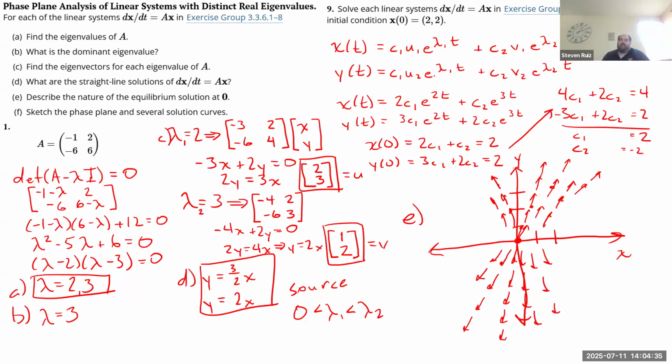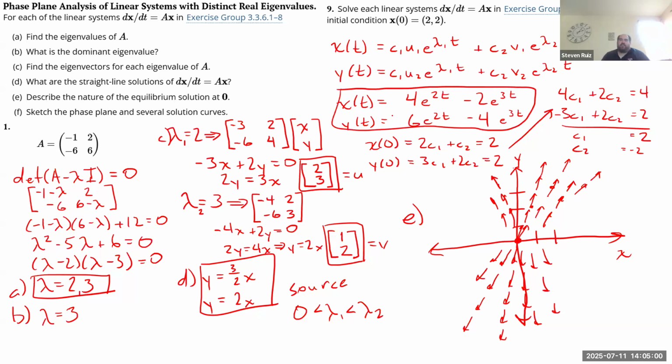All right, so what's my solution here? 2 times c1, which is 4, c2 minus 2, 3c1, so 6, and 2c2, so minus 4. So this right here is my solution.